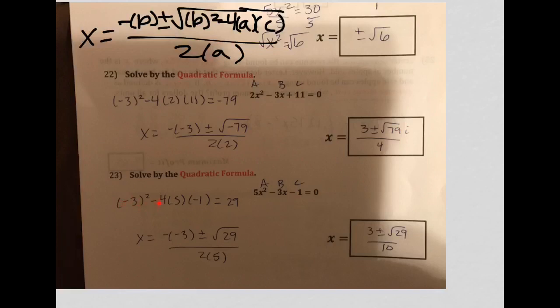23, same deal. Get 29 for the discriminant. I plug everything else in. A negative 3 is a positive 3. 2 times 5 is 10. 29 is not going to break down. So I'm not testing your breaking down the radical here. I'm testing your quadratic formula.